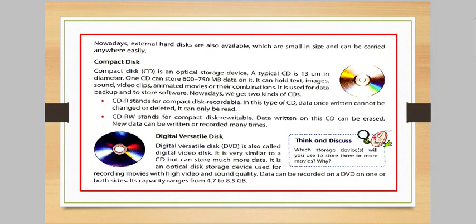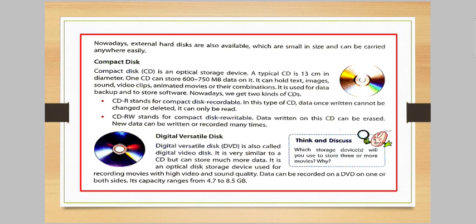Next is the compact disc. We all know what a compact disc is. Compact disc means CD. A CD is an optical storage device. A typical CD is 12 centimeters in diameter. One CD can store 600 to 750 MB. It can hold text, images, sound, video clips, animated movies, or their combination. It is used for data backup or to store software.